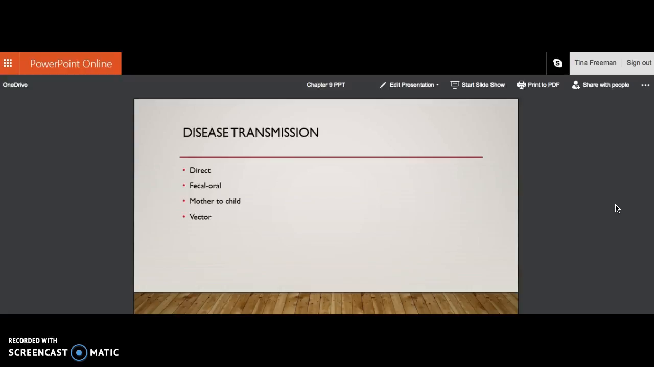This is where sanitation and clean water, everything really kind of ties back to previous chapters, which is the great thing about this textbook. So this particular mode of transportation can be prevented by clean water sources and good sanitation facilities.